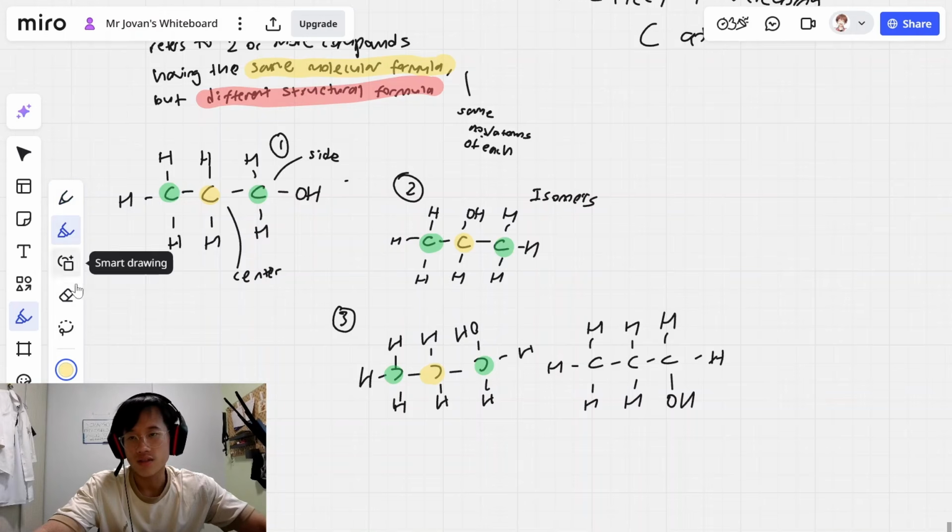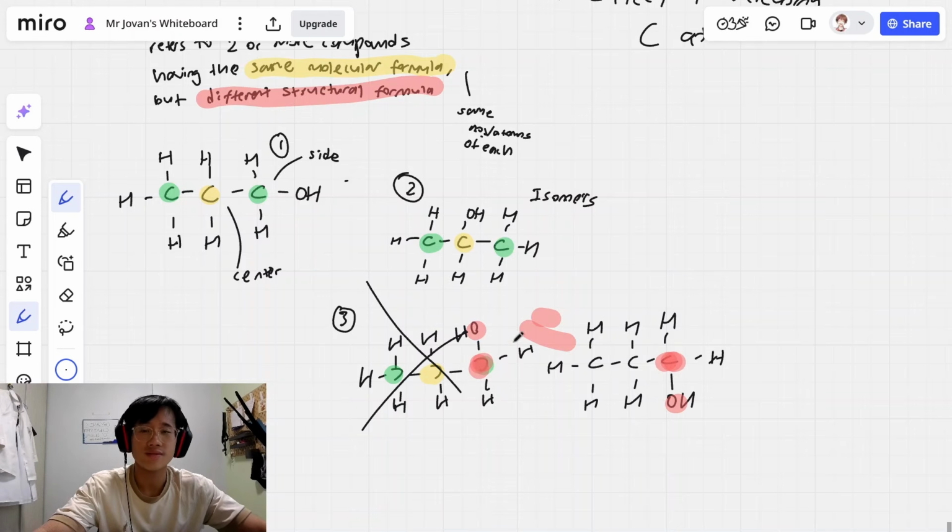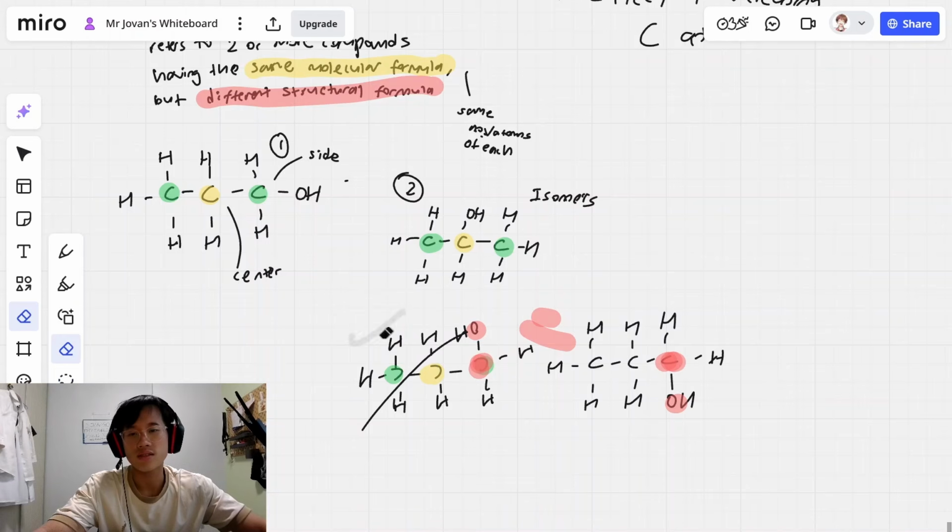Alright, I'm going to use a different highlighter for this. They are the same. As long as you're attached to the same carbon, it's the same. So this is not an isomer of 1. This is attached to the same carbon, the side. If you can flip it and make it look like this on the same side, and not even know that it's on the same carbon, then it is not an isomer. So I can erase this.